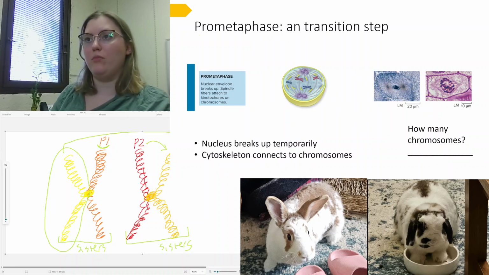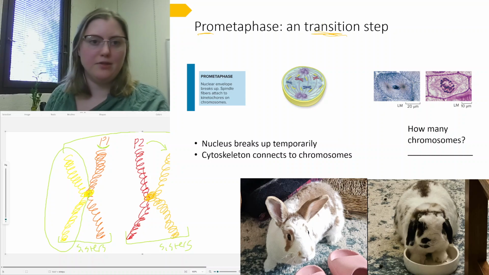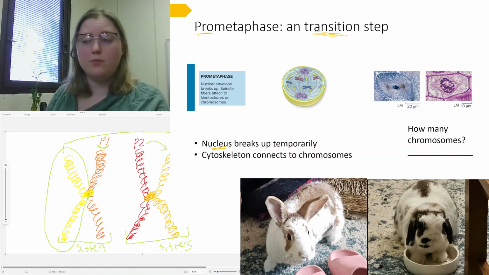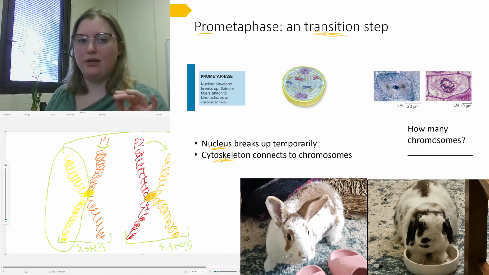Next stage, we have prometaphase. This is a transitional step, and it's been called several things over time, over iterations of textbooks. Currently, it is called prometaphase. And in this stage, our nucleus is going to break down so that our chromosomes can move freely, and our cytoskeleton is going to connect to the centromeres of our chromosomes.